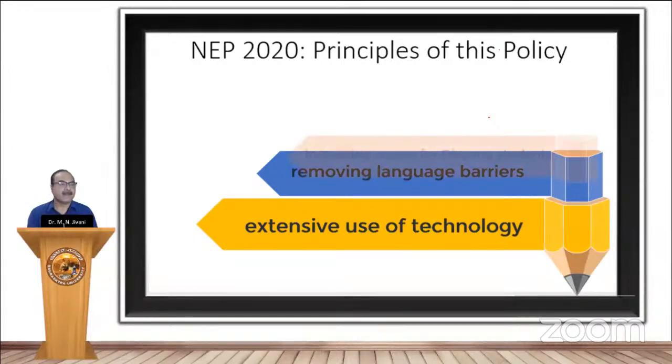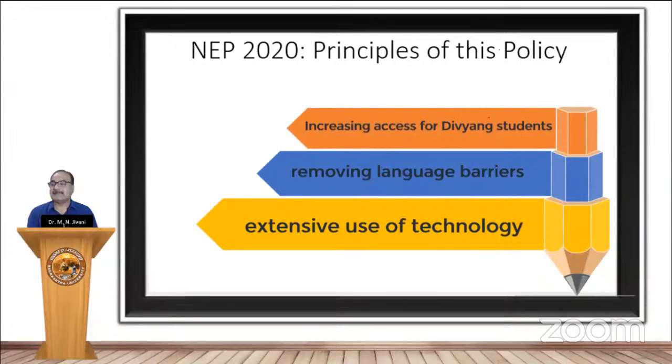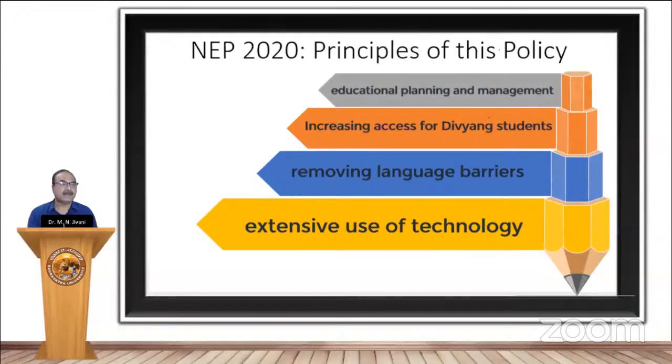Then increasing access for the young students, which is also more important. Earlier it was not specially mentioned, but now it is especially mentioned in the manual of NEP, and how technology is going to help these young students. So that is very important. And then educational planning and management, where also technology is going to be used. So these are the four.